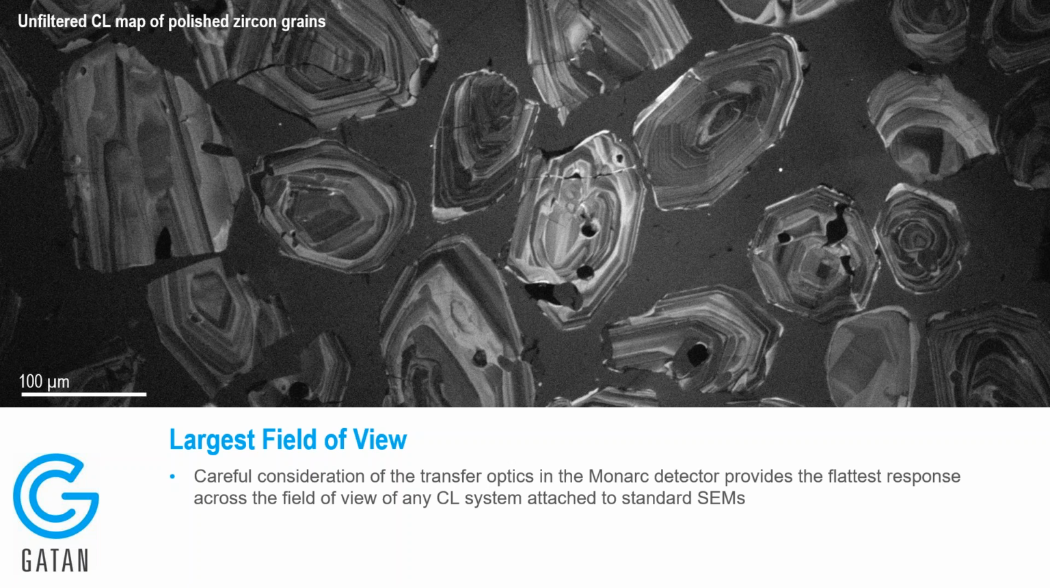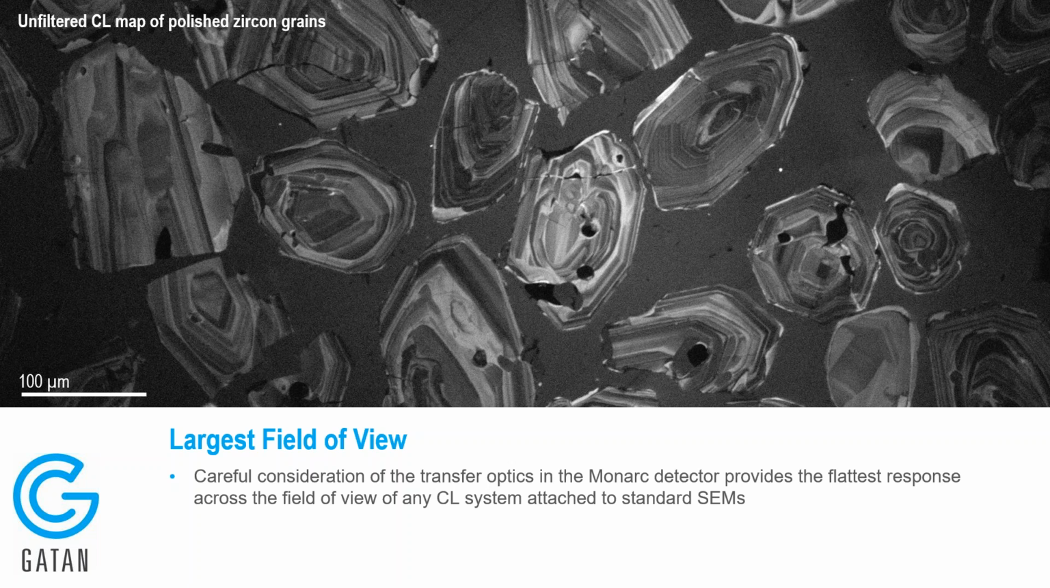So for example, here, this is the unfiltered image, and you can see that we have a field of view extending over hundreds of microns. Here, the full width of this image is 700 microns, and you can start to see vignetting edges. This is a big improvement compared to the Monocle 4 that some of you may be used to.